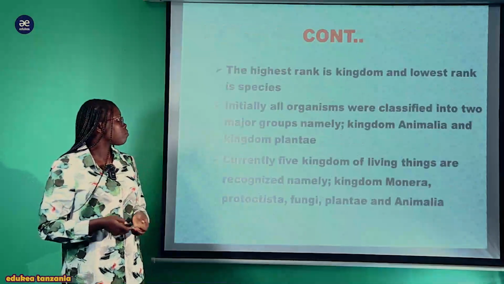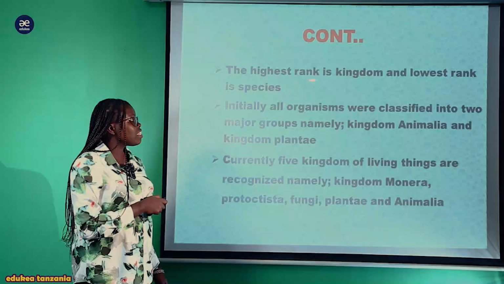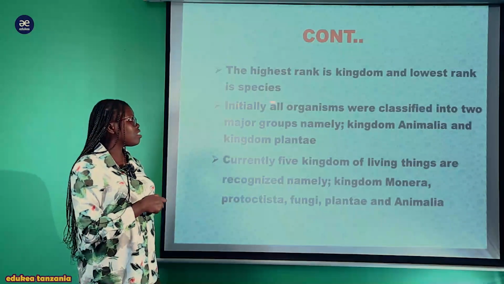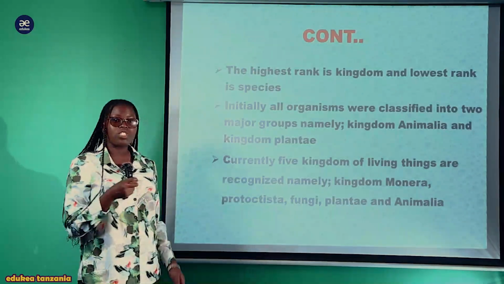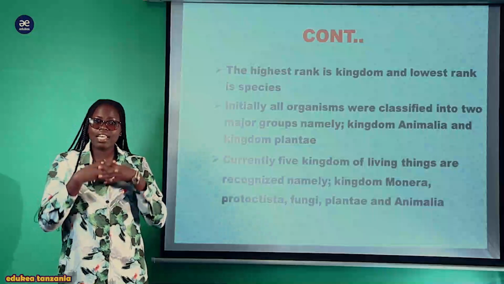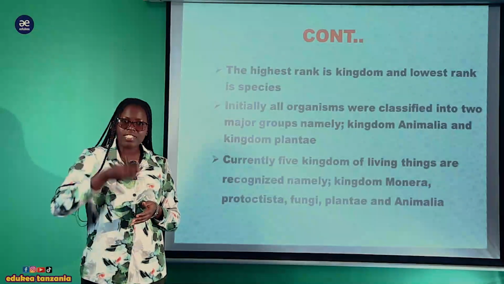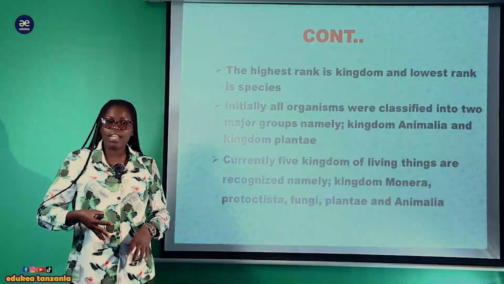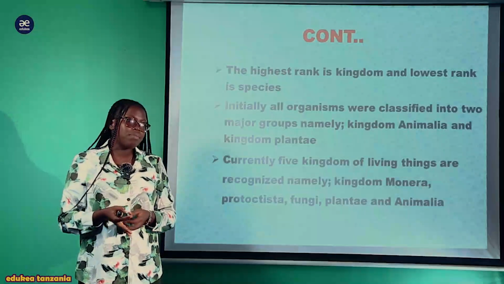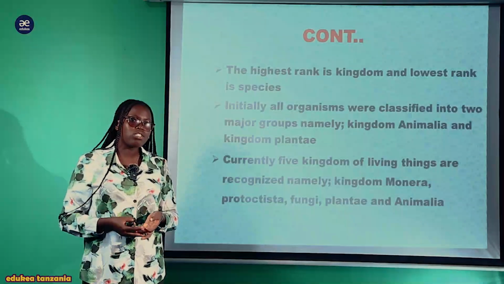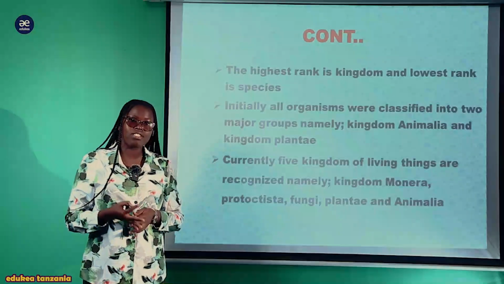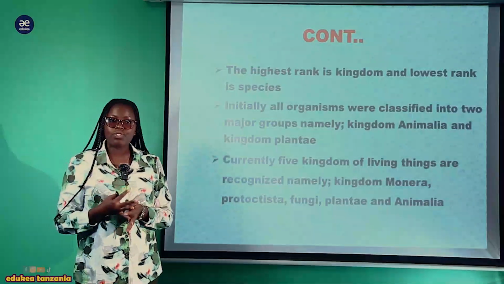Now, the highest rank is kingdom and the lowest rank is species. The kingdom comprises the largest number of living organisms, while as you descend from the highest to the lowest order, the groups of living organisms decrease. Why? This is due to the increase of similarities of organisms based on their evolutionary relationship.